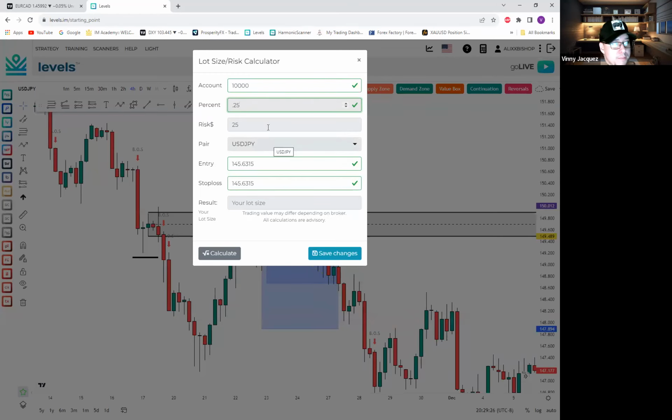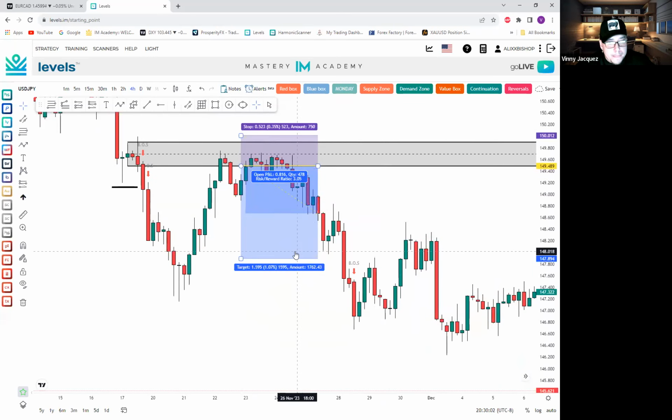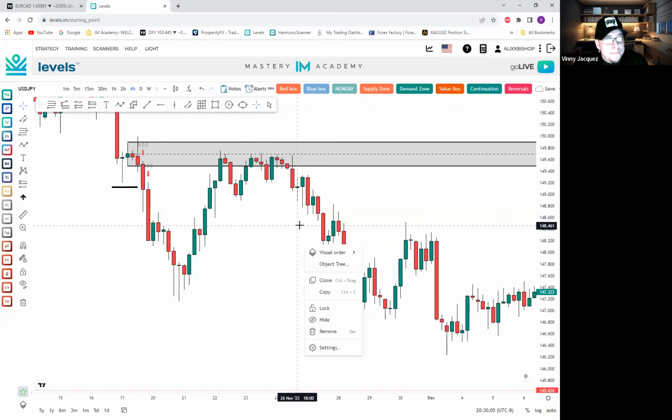USD JPY. Let's see. My entry is going to be the yellow numbers, 149.489. My stop loss is going to be the purple numbers, which is 150.012. Let's take a look. My lot size is going to be 0.07. And at the end of the day, I know for a fact I will be losing at least $25 minimum. From entry to stop loss, it's $25. Nothing more, nothing less. And then you can see we hit TP. Super, super nice. Awesome.